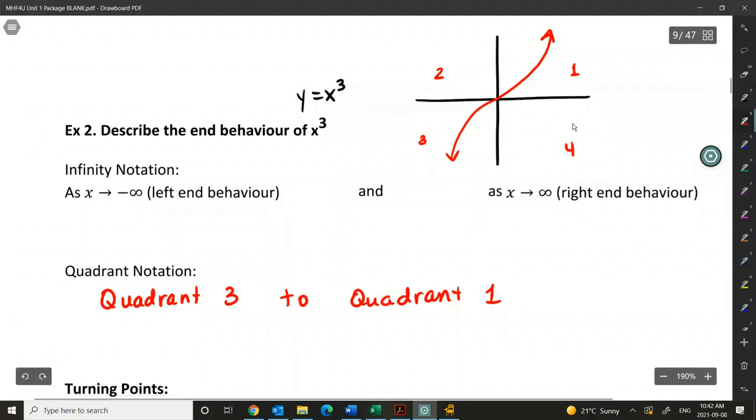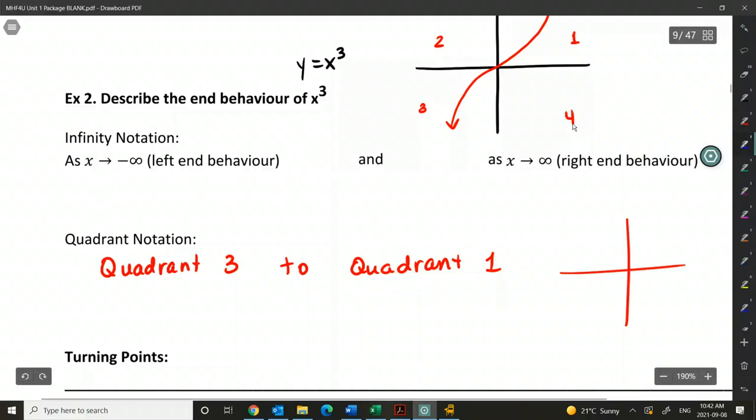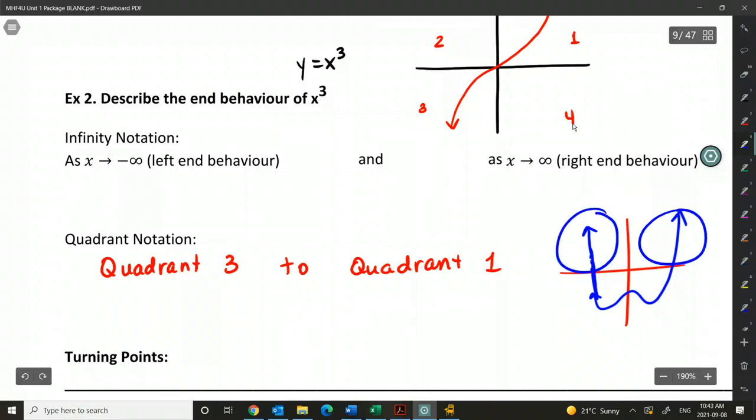Sometimes I have people ask me for this. You guys don't have to draw this, but what if I have something like this? It looks like it's maybe quadrant 3 to quadrant 1, but technically, because I have an arrow here, this continues into this quadrant. So you're always going to want to extend that graph. This is actually quadrant 2 to quadrant 1.